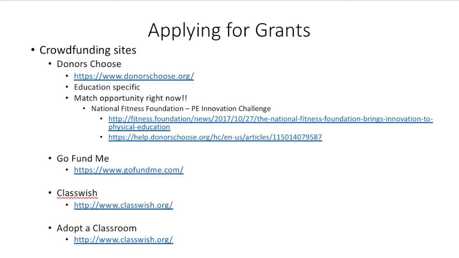ClassWish is another example of a crowdfunding site. So you put your idea on, and then people are able to go on and donate. And then Adopt a Classroom is through ClassWish, and that's another example.